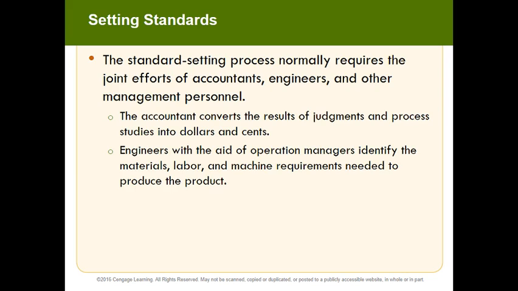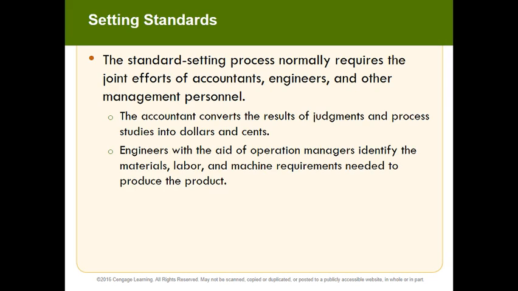Setting those standards, though, requires some joint efforts. We have our accountants that are involved, there will be engineers, a variety of management personnel. The accountant is going to take the information, convert the results of all of the judgments and the process studies, and equate that to dollars and cents. It's going to give us a measurement. The engineers, cooperating with their operations managers, are going to identify what materials, what labor, what machine requirements are going to be needed to produce the product. They're looking at it from an operational perspective. They're going to provide all the data to the accountants who are then going to create that dollars and cents measurement.